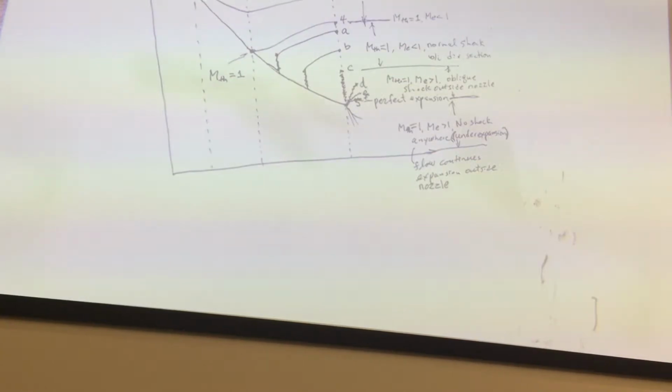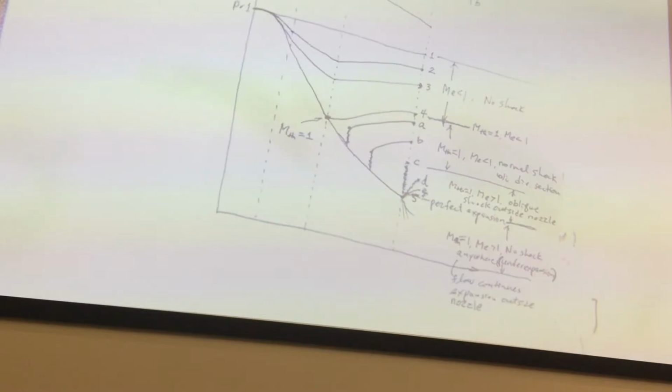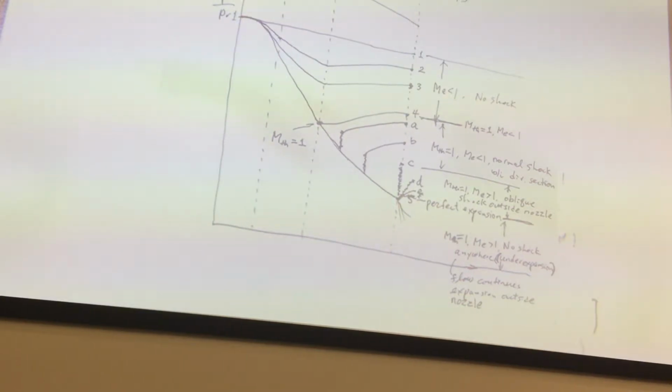Okay, questions? Professor? Yes. For point C, since the normal shock is parallel to the exit plane, does that mean at that point C, the exit velocity is Mach 1?